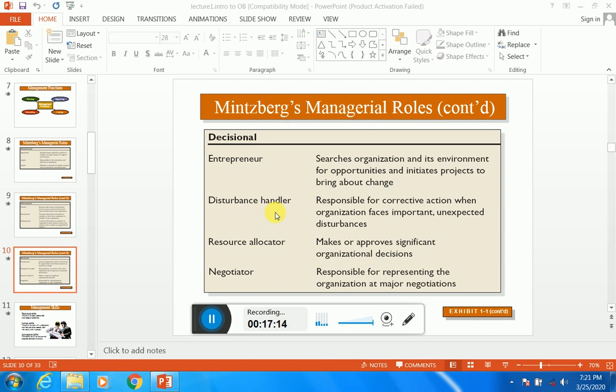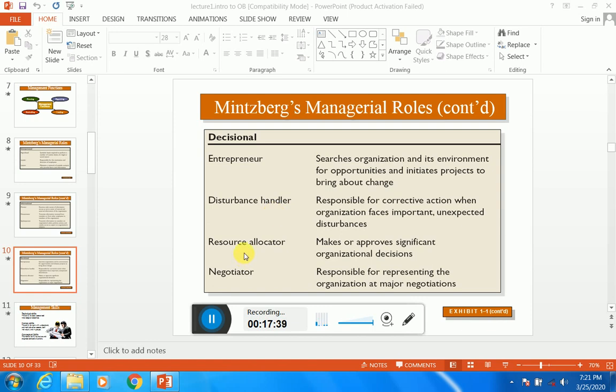As by the name it is clear, responsible for corrective actions when the organization faces important unexpected disturbances. Such a person is simply known as a disturbance handler.